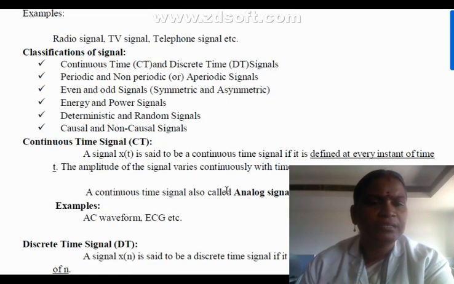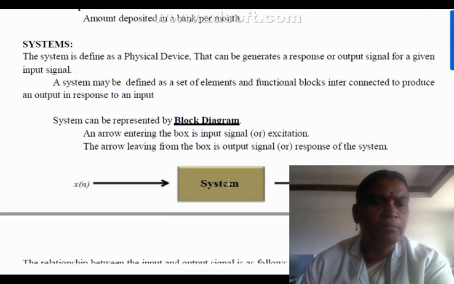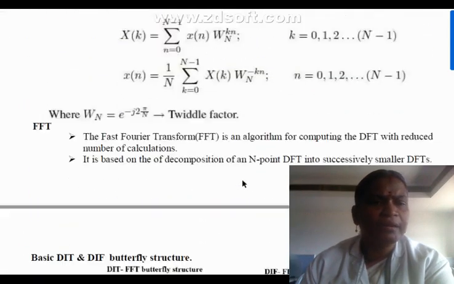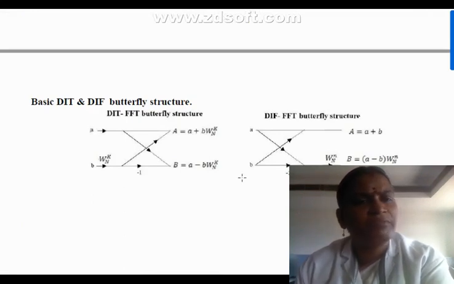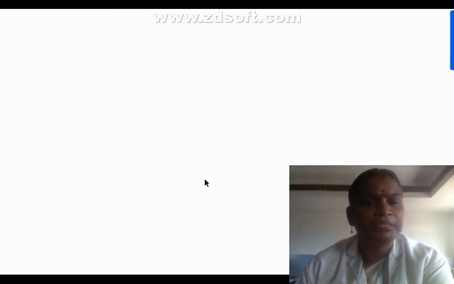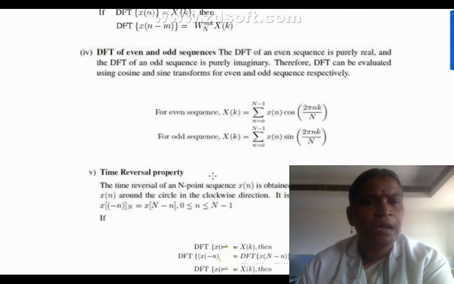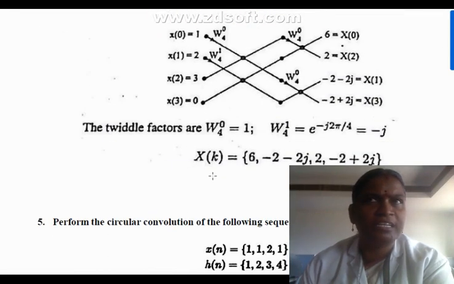In discrete time signal processing, which means digital signal processing, we are going to take only digital samples. It means the discrete domain x of n, so it is called digital signal processing. In that we have to see the butterfly structure. Basically we know the butterfly structure: decimation in time and decimation in frequency. In decimation in time, we take the input signal in the same order. In decimation in frequency, the input signal is in reverse order.